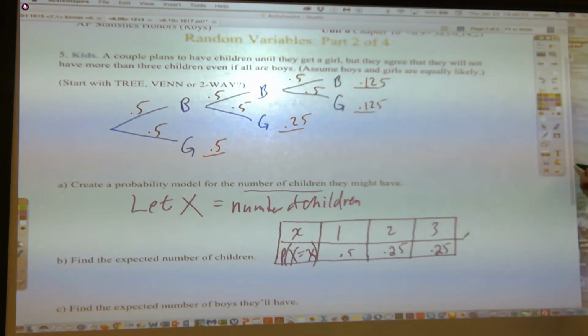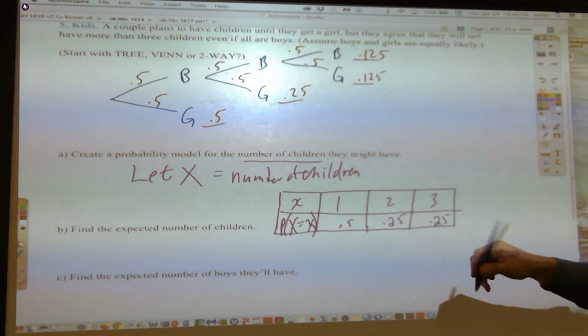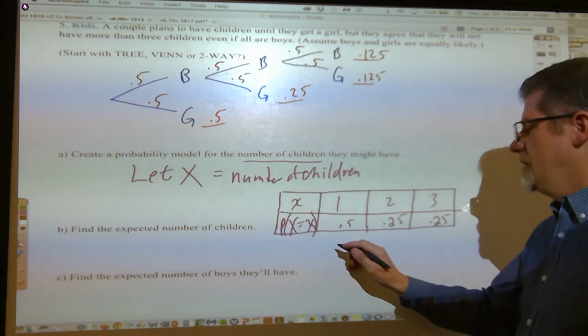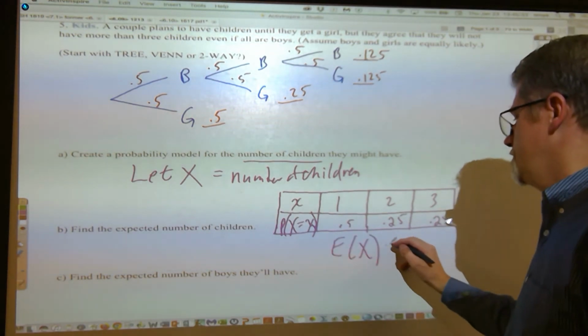Now you can find the answer to part B. So take out your calculator, work out part B on your own. Expected number of children.